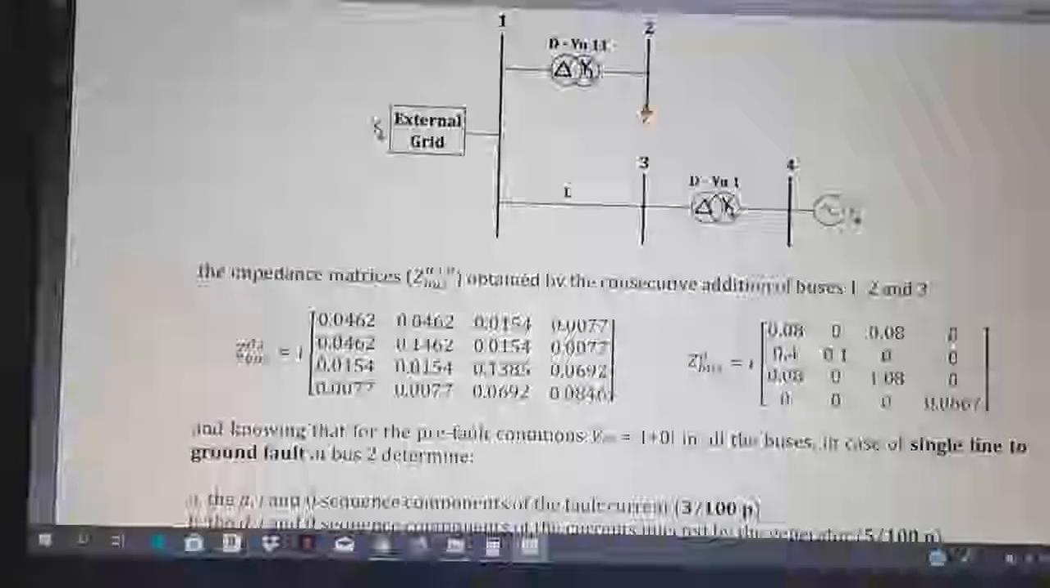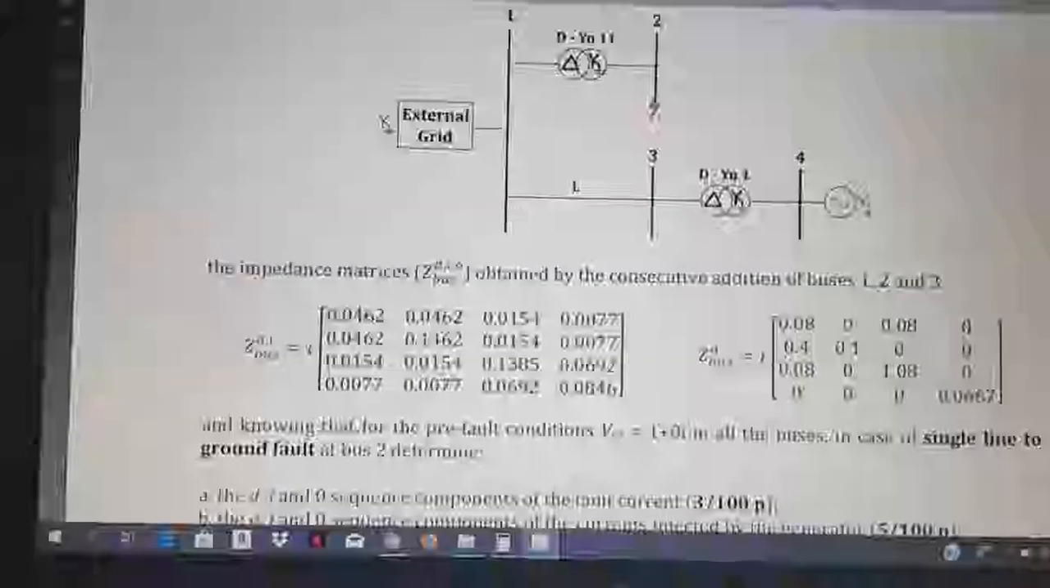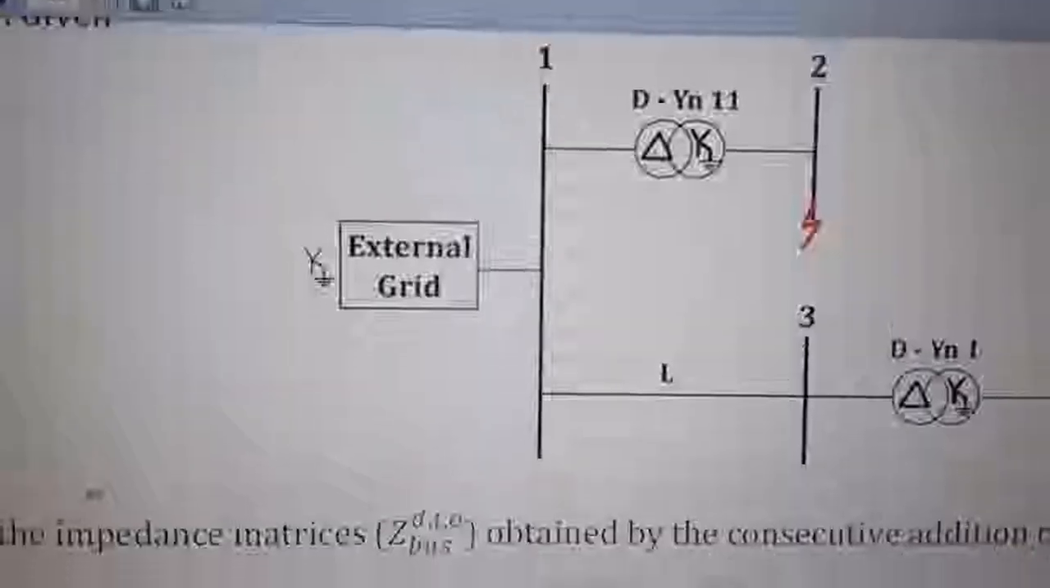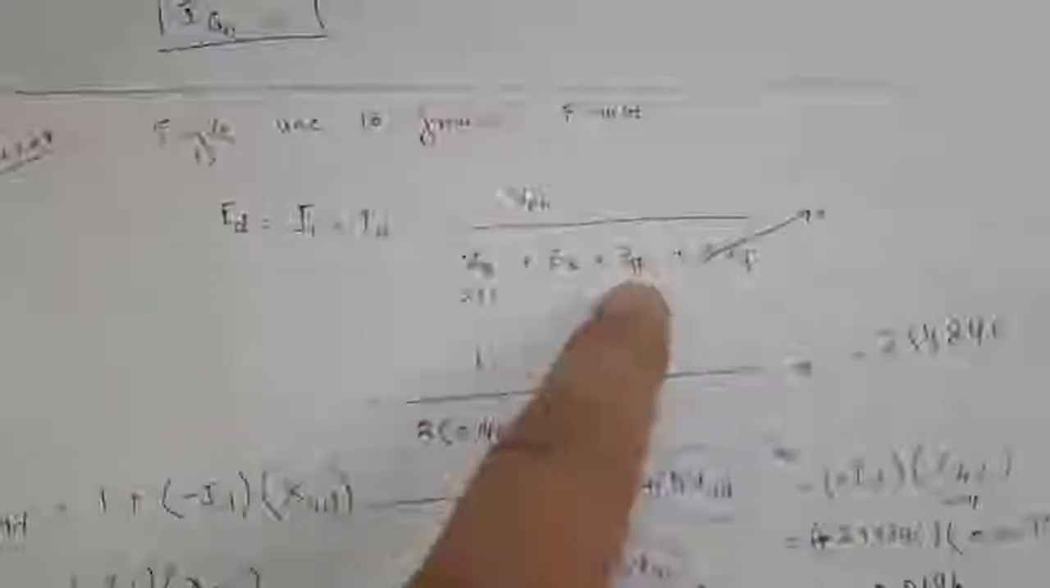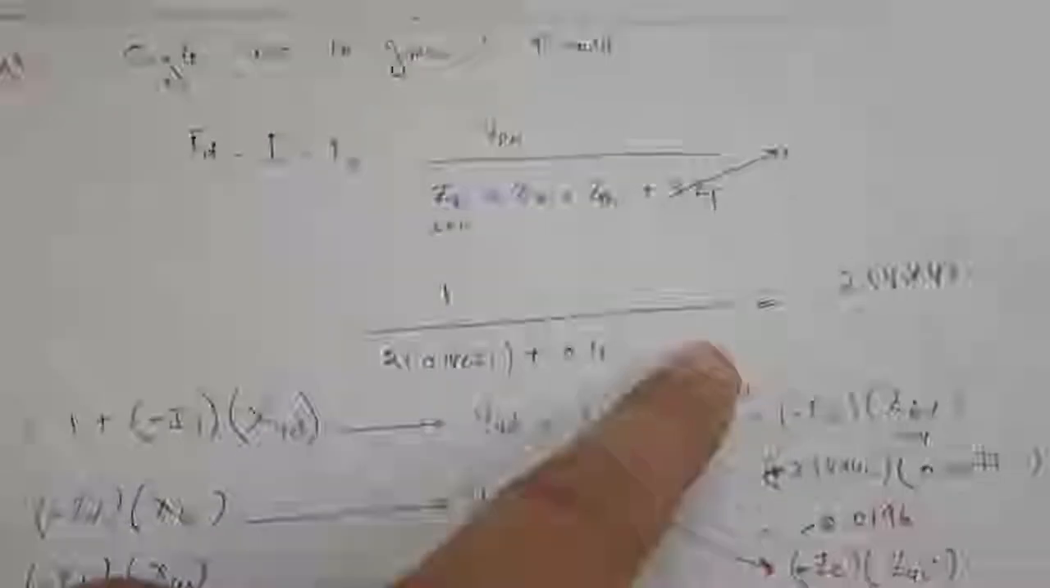So first of all, I will solve part A. Here I have put the single line to ground fault formula. The fault happens at bus 2, so here we will use second row, second column. So we have found part A.